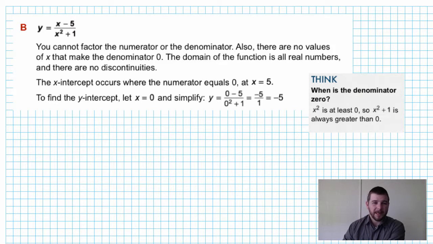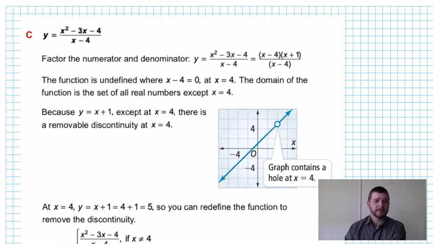Well, we weren't only asked about discontinuity, so the x-intercept occurs where the numerator equals 0. That's at x equals 5. Think about it. What minus 5 is 0? 5 minus 5 is 0. I feel like an episode of Dora for a moment. To find the y-intercept, we let x equal 0. Some substitution, some simplifying, a quick reduction. Negative 5. Fantastic.